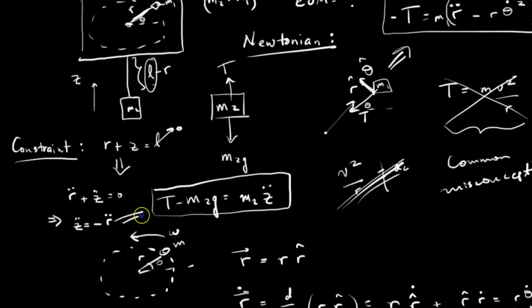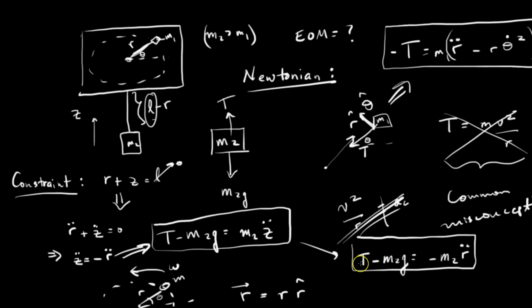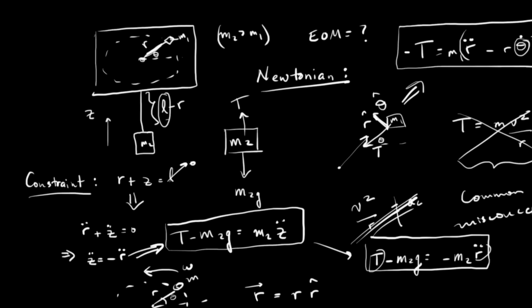And we can plug this in here. So lastly, we're going to get that the tension minus M2G is equal to minus M2R double dot. So now notice, we have tension we don't know, we have R we don't know, and we have theta that we don't know. 3 equations, 3 unknowns. You can solve for everything now, right? It's very simple. But, you know, constraints, force diagrams, there's a lot of possibility to mess up here.